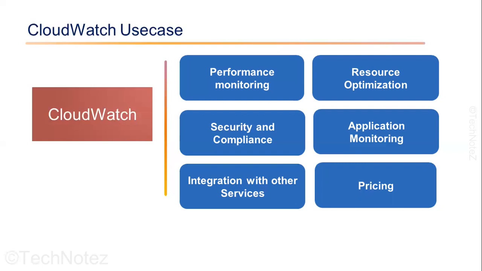AWS CloudWatch is a powerful monitoring service that enables you to collect, view, and analyze the metrics, logs, and events from AWS resources and applications. By using CloudWatch, you can monitor the performance and behavior of your AWS resources and applications, troubleshoot issues, optimize resource utilization, detect and respond to security events, and ensure compliance with regulatory requirements. We will demonstrate how to use CloudWatch for monitoring the applications and resources in your AWS account.